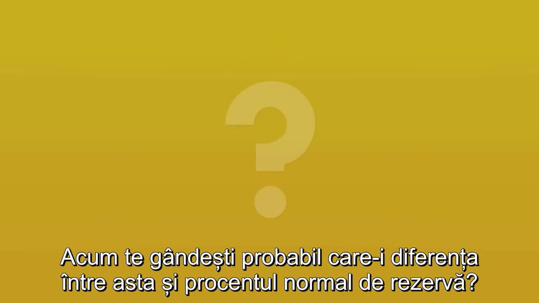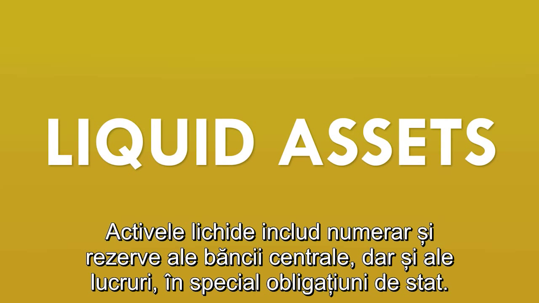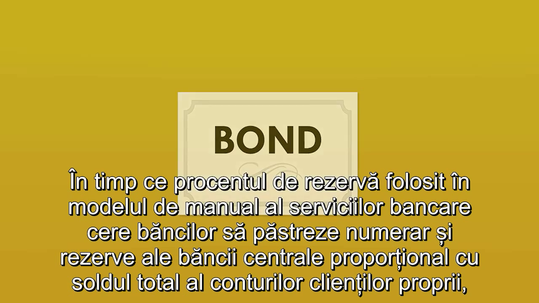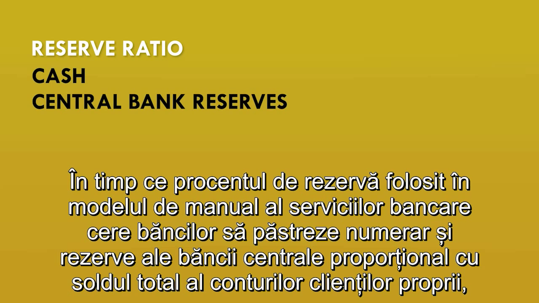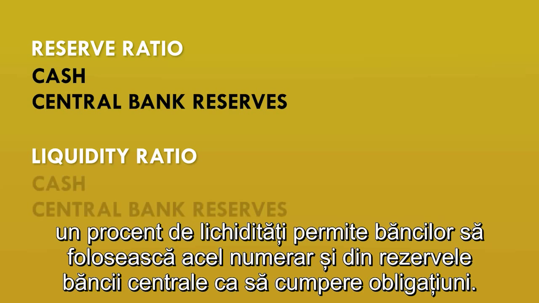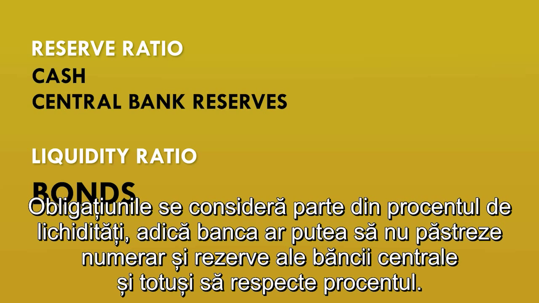Now you're probably thinking, what's the difference between this and the normal reserve ratio? Well, the key point is the term, liquid assets. Liquid assets include cash and central bank reserves, but they also include other things, in particular government bonds. While the reserve ratio used in the textbook model of banking requires banks to hold cash and central bank reserves in proportion to the total balances of their customers' bank accounts, a liquidity ratio actually allows the banks to use that cash and central bank reserves to buy bonds. The bonds also count towards the liquidity ratio, meaning that the bank could hold no cash or central bank reserves and still meet the ratio.